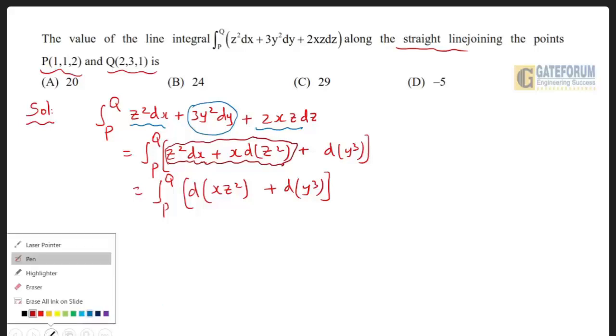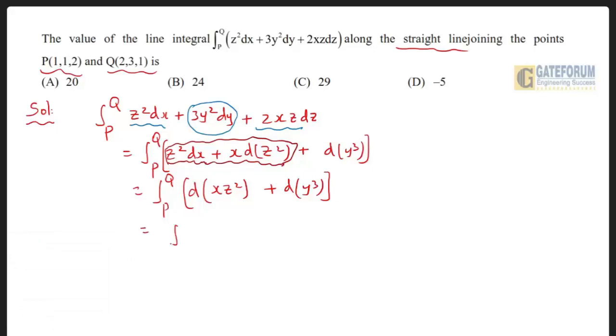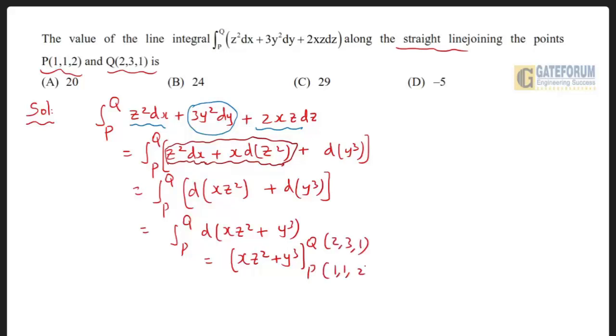So this can be written as the derivative of the sum of the functions, and the derivative and integration got cancelled. You will be getting simply xz square plus y cube. Substituting the upper and lower limits, Q point is (2, 3, 1), P point is (1, 1, 2).